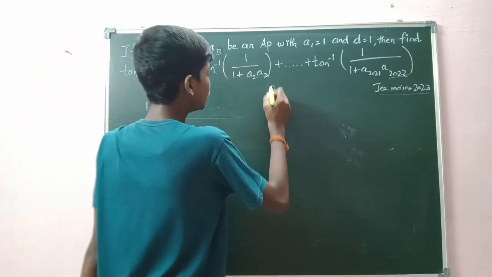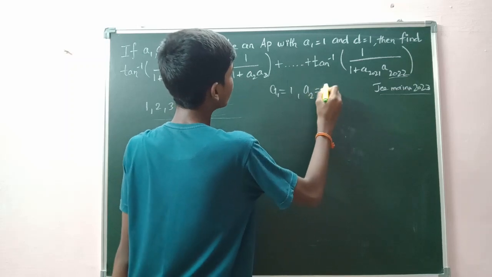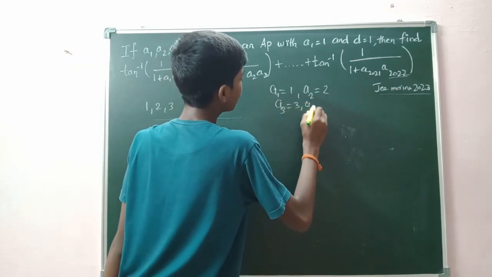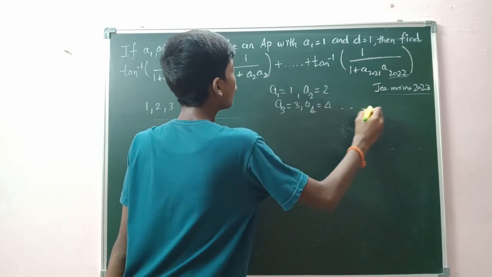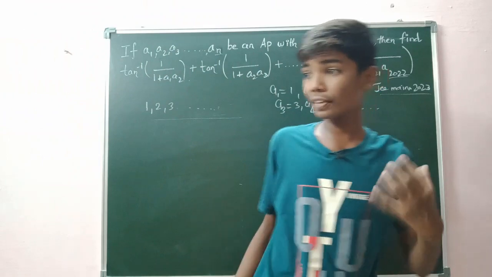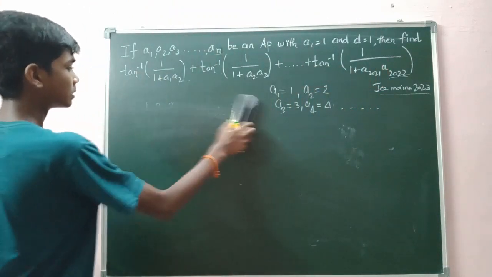Which means a1 is equal to 1, a2 is equal to 2, a3 is equal to 3, a4 is equal to 4, all the way up. Correct or not? That is what we can infer from this question. I hope you guys understand this.